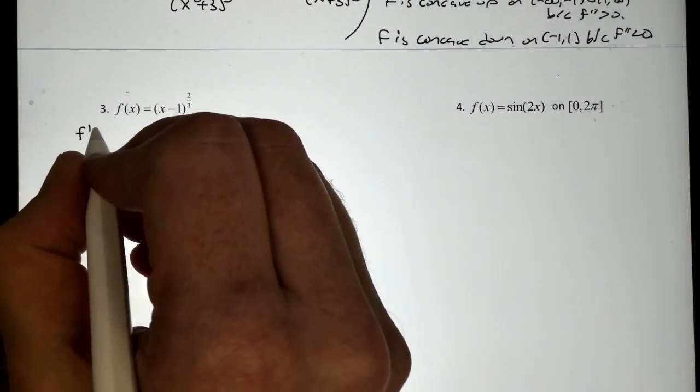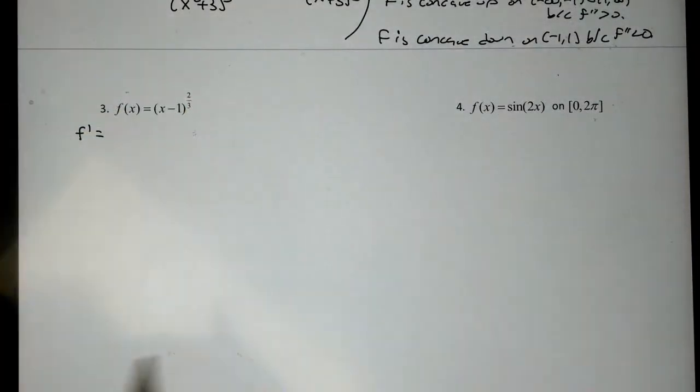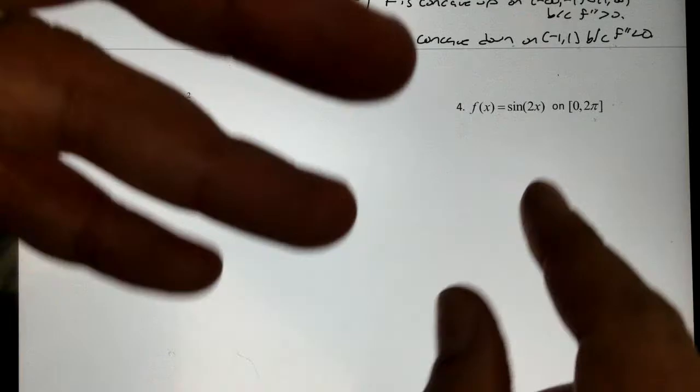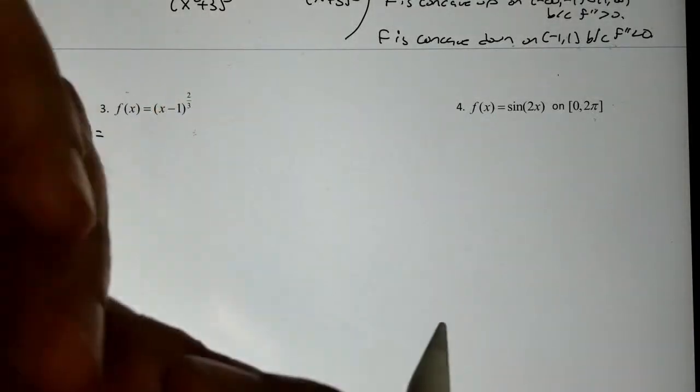We take the first derivative. Remember, we're looking for concavity here. So we're looking for that second derivative. The second derivative tells us the shape of the graph. Is it going to be concave up or is it going to be concave down? How is the graph opening?